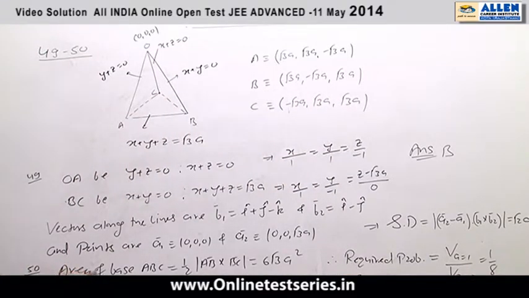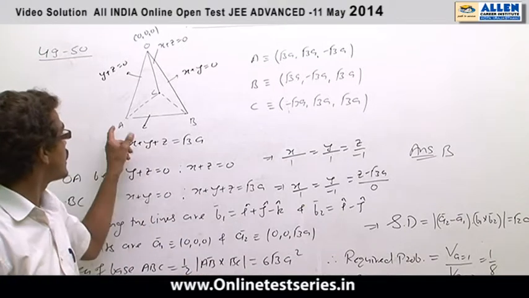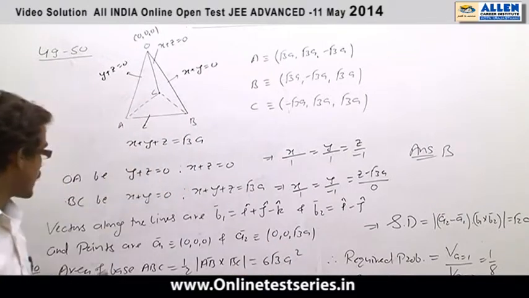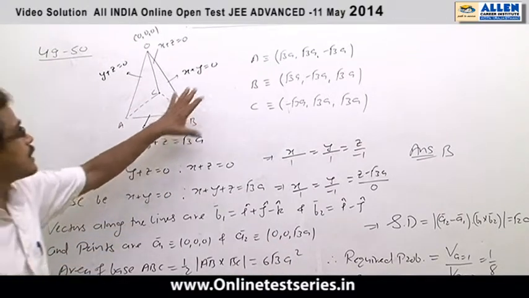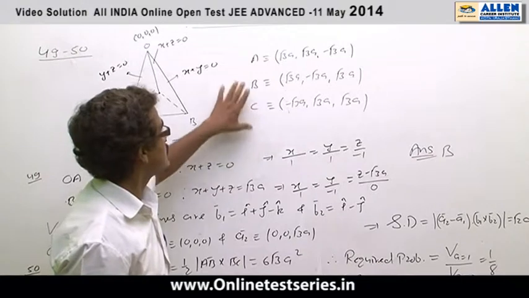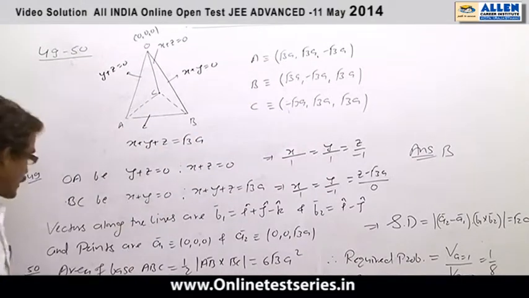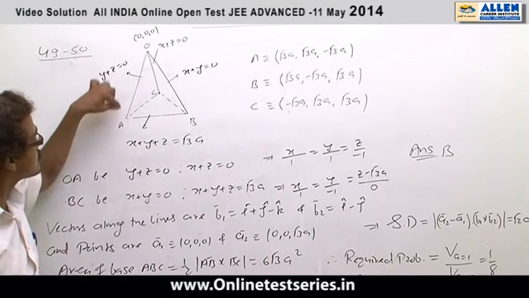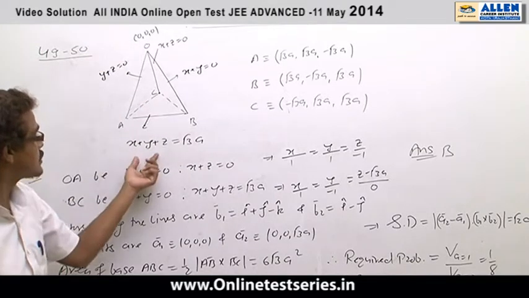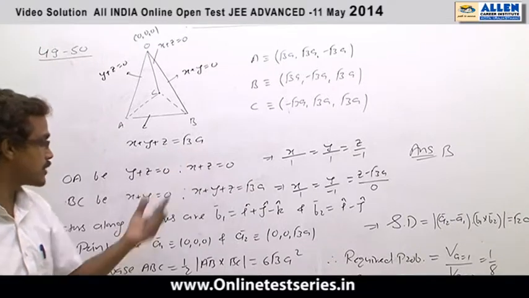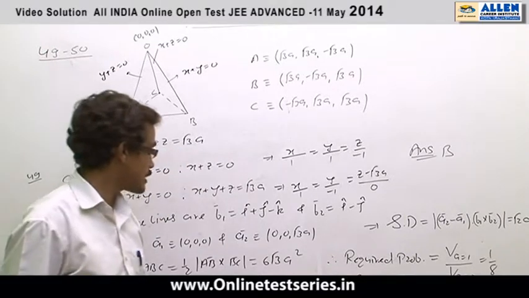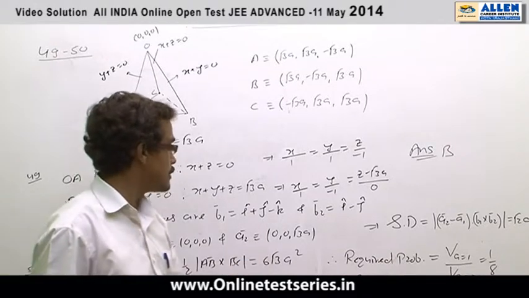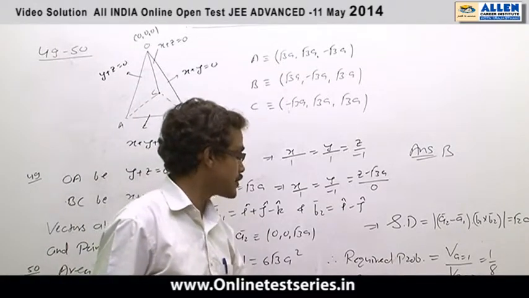So the area of the base is equal to half of AB cross BC. This will be equal to 6 root 3 a square, because we have the points A, B and C like this. The height of the tetrahedron will be the distance of the point O from the plane ABC, whose equation is x plus y plus z is equal to root 3 a. The distance can be found by the distance formula, and this will be equal to a. So the volume will be base into height, and this becomes 6 root 3 a cube.